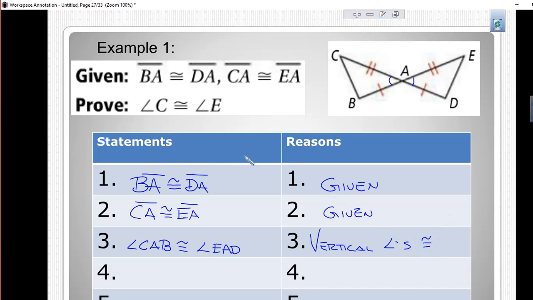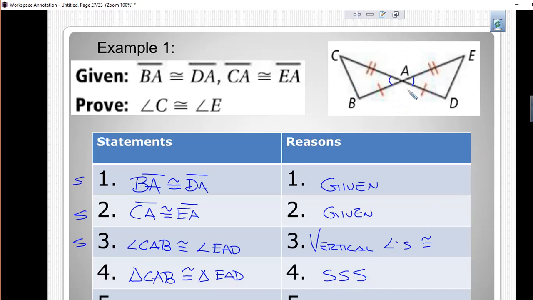So that leaves us with step 4. Now we have a side, angle, and a side, so that's enough to prove our triangles congruent. Now we have to name the triangles. We can use the same letters because those were in corresponding order. Triangle CAB is congruent to triangle EAD, and our reason is going to be side, side, side.